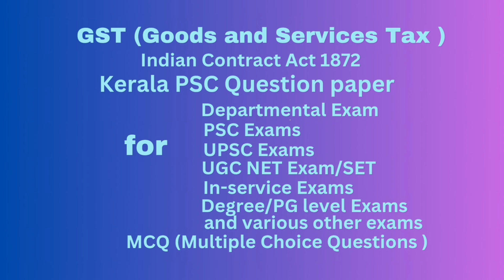Answer, option A, amount shown in the return only. Option B, tax, interest, etc. as ascertained by the proper officer only. Option C, amount of mismatch under section 42, 43 and 50 only. Option D, all of the above. Correct answer, option D, all of the above.